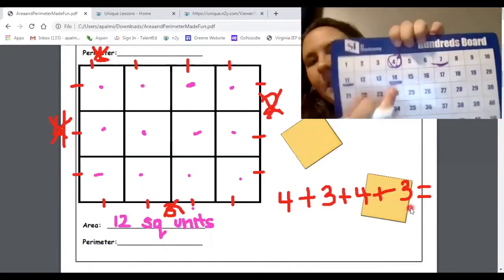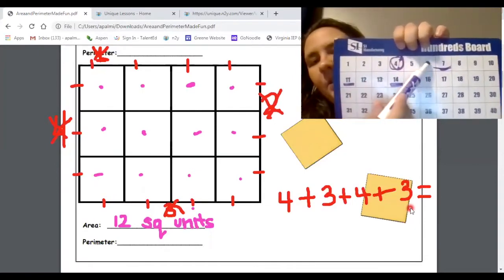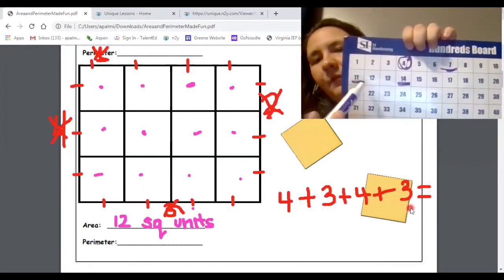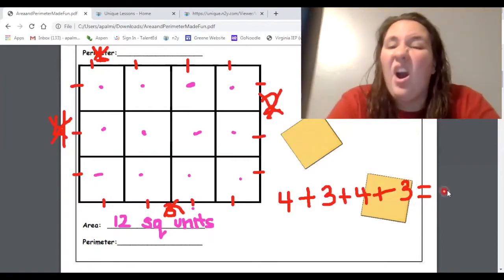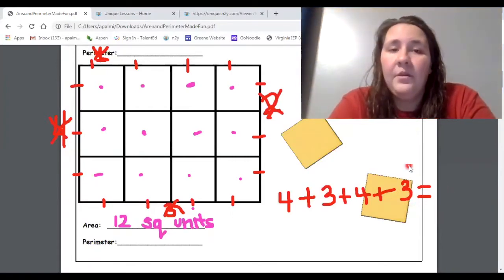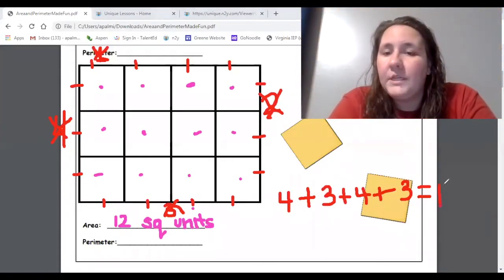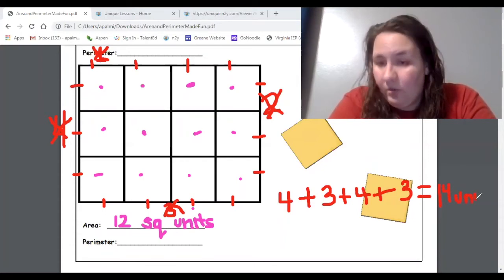Very good, 14. And you can see I have 1, 2, 3, and 4 spots with purple, which means I got all 4 sides, right? So my answer was 14 units. Okay. So that's the hard way to find the perimeter. Let's try the easy way.